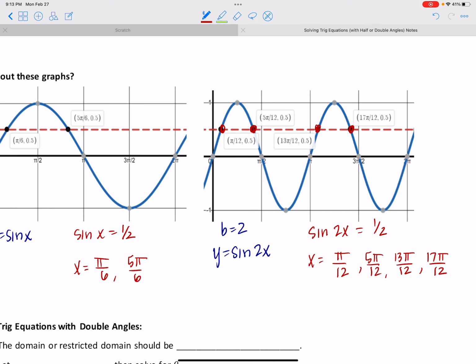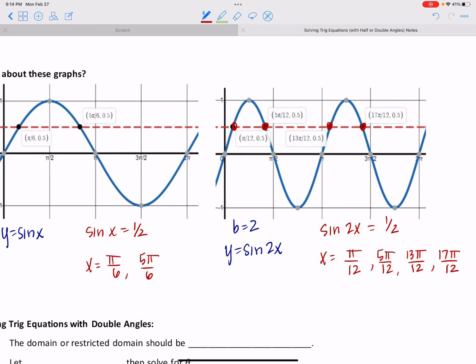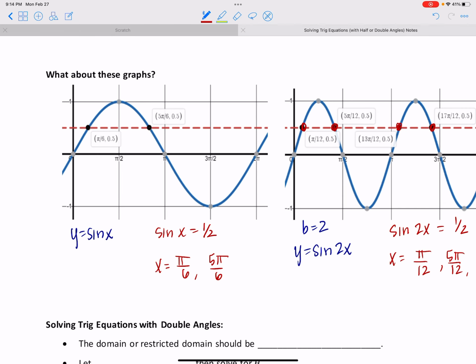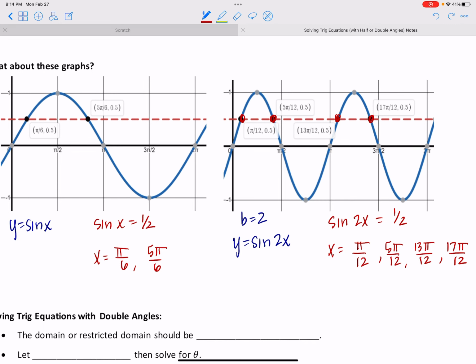So graphically, again, this is simple. But what if I didn't have the graph, right? What if all I had was my unit circle, my one cycle from 0 to 2 pi? How can I use that unit circle to still produce those 4 solutions?